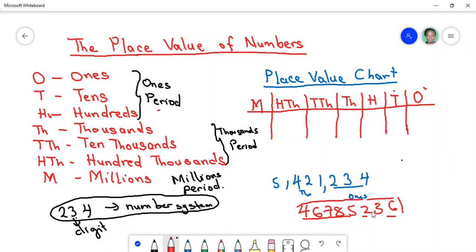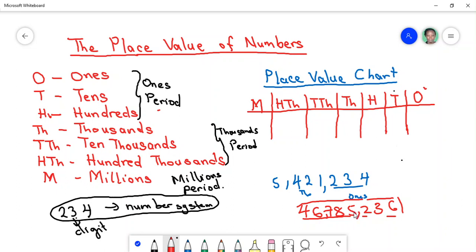So you could have 1, 2, 3. You know you are in the ones period. 1, 2, 3, I know I'm in the thousands period. Then if I move again, I know I'm in the millions period. So already I know that this number is worth in millions. That is how powerful commas are.